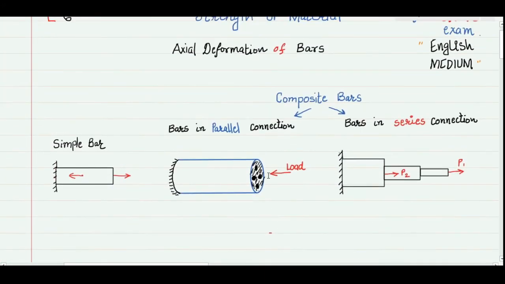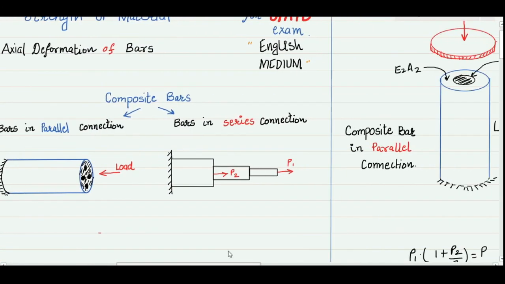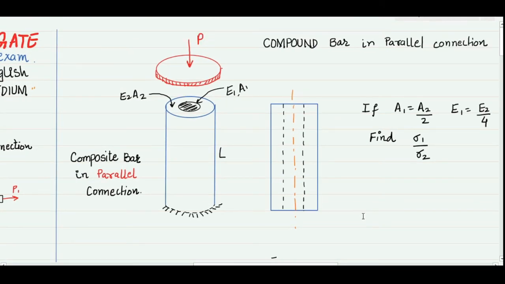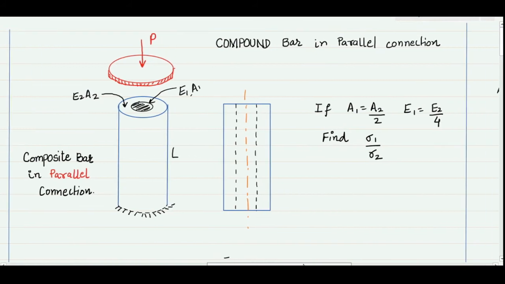After looking at the bars in series connection, let's consider a problem of bars in parallel connection. So here I am showing a composite bar where we have two bars concentric to each other. The outer one has elastic constant and cross section area E2 and A2. Similarly, the inner one has E1 and A1. The relation between A1 and A2 is given. Similarly, the relation for E1 and E2 is given, and we have to find the stresses developed in the two members in terms of the ratio of the two stresses. I am applying a force P at the top.